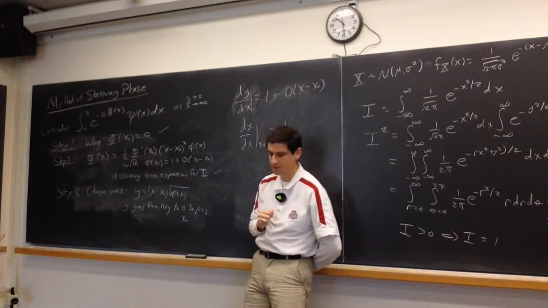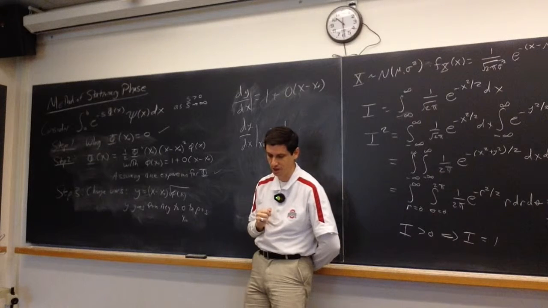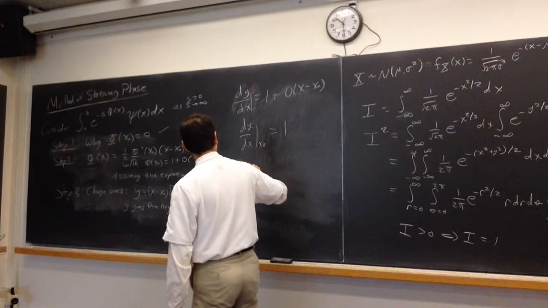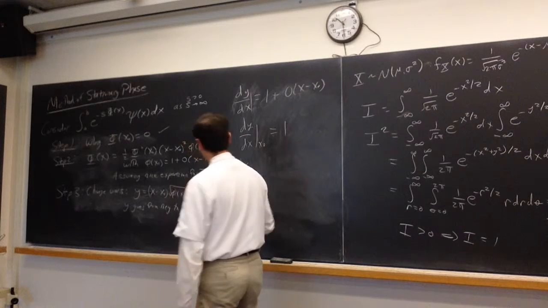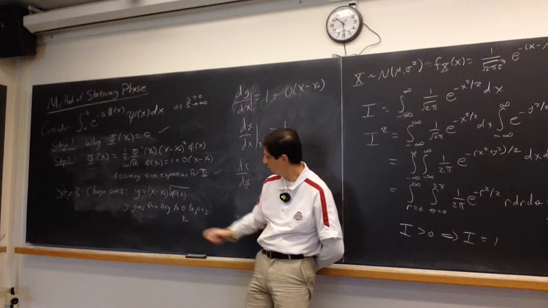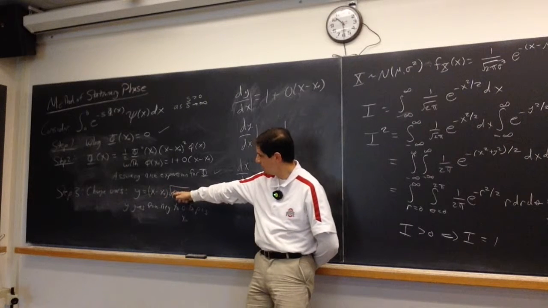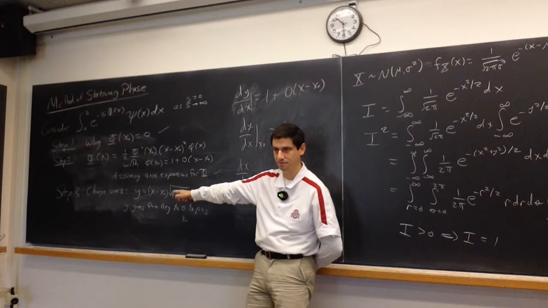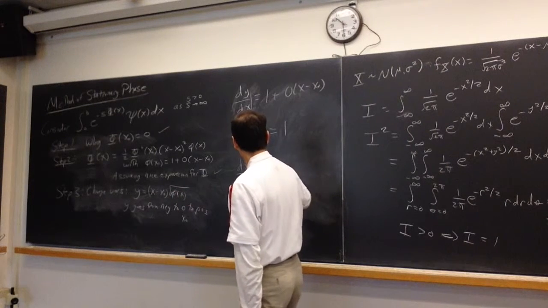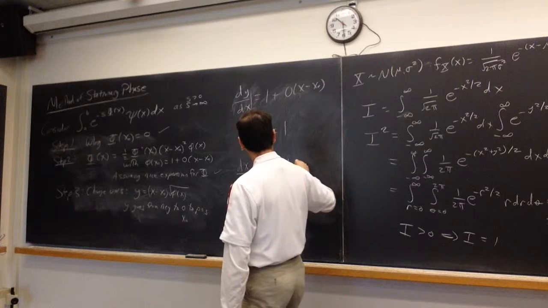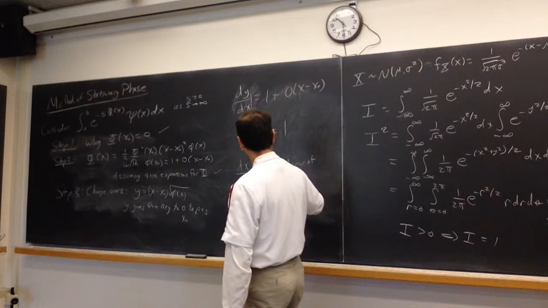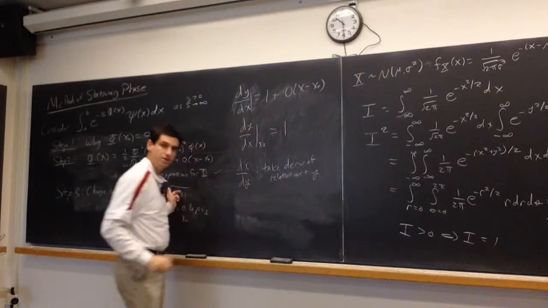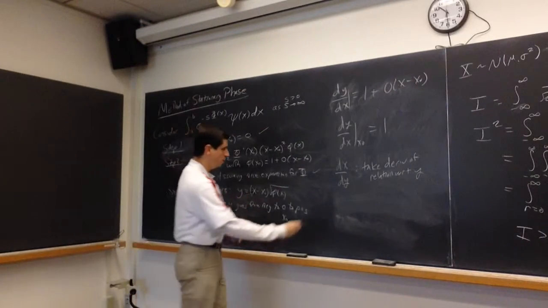So that gives us dy/dx. We want to get dx/dy. Well, I have this expression over here. I can take the derivative of both sides with respect to y. So, take the derivative of the relation with respect to y.